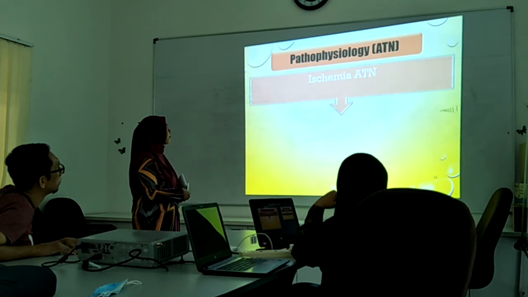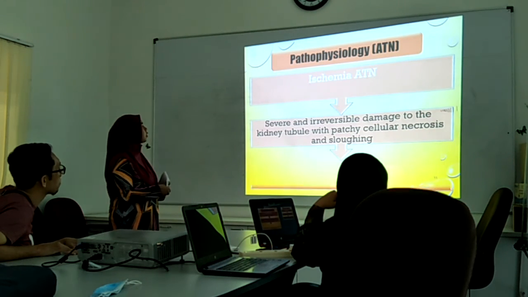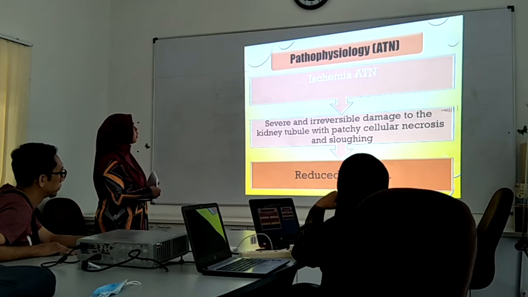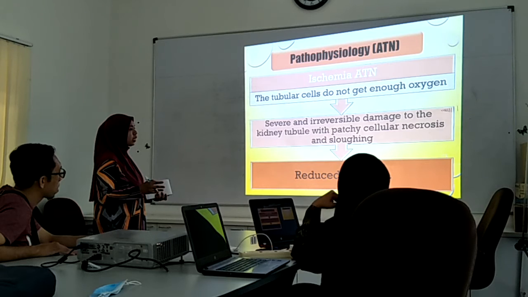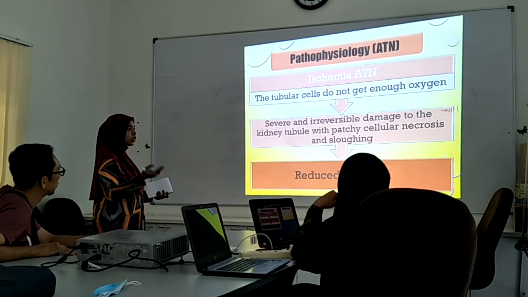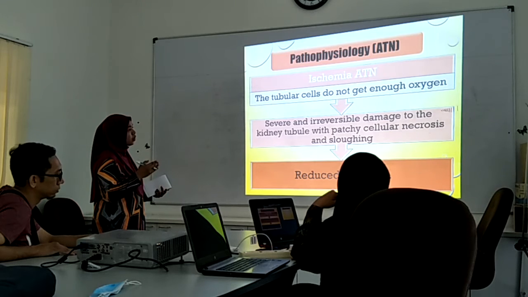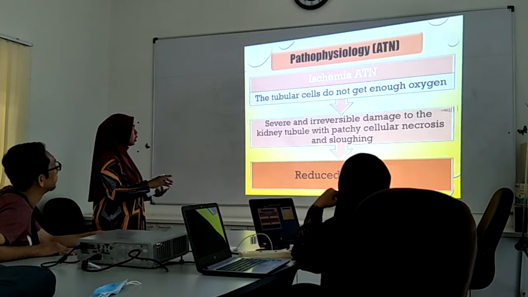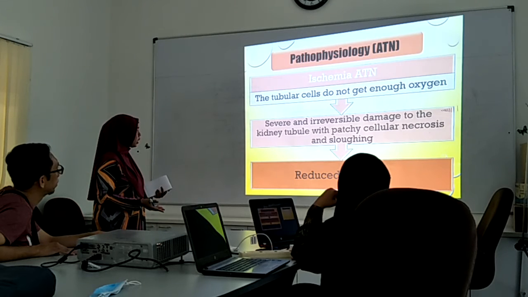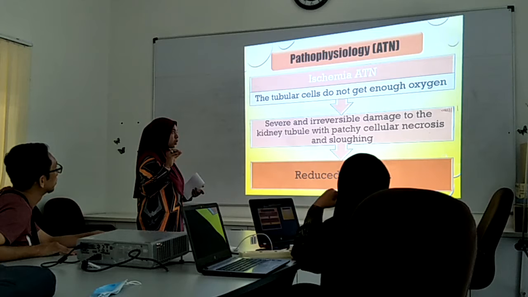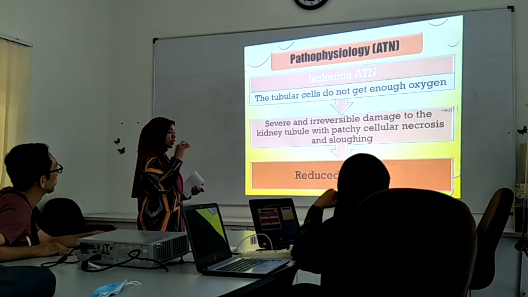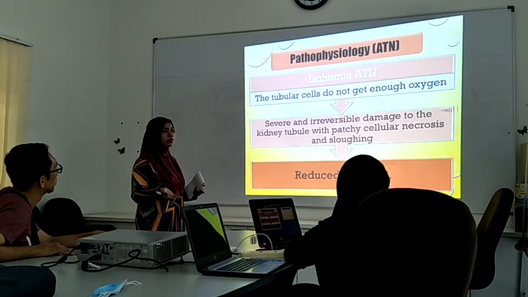Okay, next. Ischemic acute tubular necrosis. Severe and irreversible damage to the kidney tubule with patchy cellular necrosis and sloughing. First, the tubular cells do not have enough oxygen because of the volume depletion of blood. The decrease of blood volume going through the kidney makes the tubular cells not get enough oxygen, and then severe irreversible damage to the kidney tubule occurs with patchy cellular necrosis. Patchy means some of the tubule necrosis and sloughing will reduce the glomerular filtration rate.